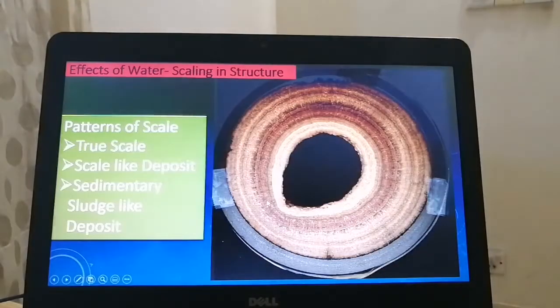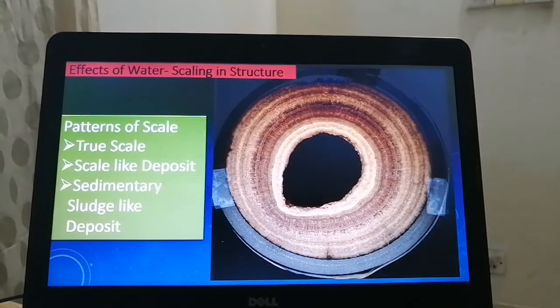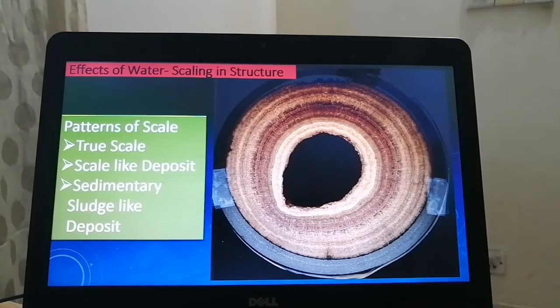So there are different kinds of scaling. Right now I would like to show a picture here so that you can understand how a true scale, or how scaling, can be classified, and what the different layers are.